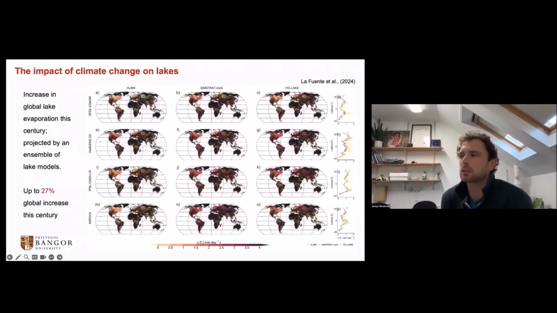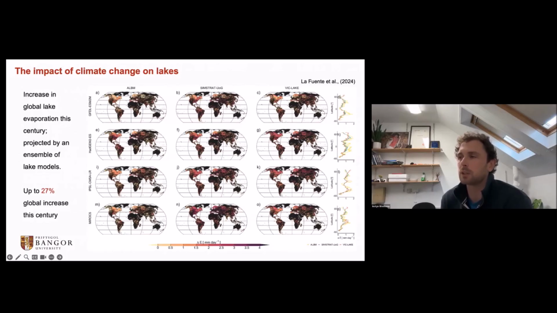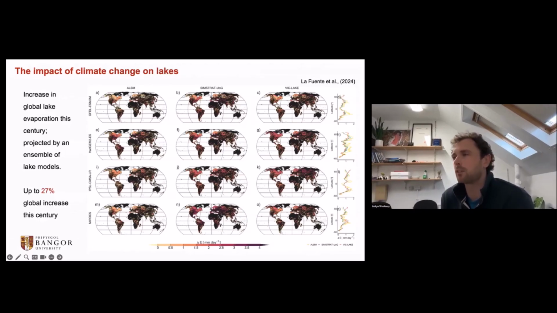So one of my PhD students, Sofia Lafuente, did a global analysis of changes in evaporation rates in lakes around the world. For this, she used a multi-model ensembling approach, and this is shown here on the slide, where each row represents a different GCM. So GCM is a general circulation model. It's basically a climate model. And every column represents a lake model. So the lake models used here were ALBM, Simstrat, and Bic Lake. The colors in each of these maps represent the change in evaporation between today and the future.